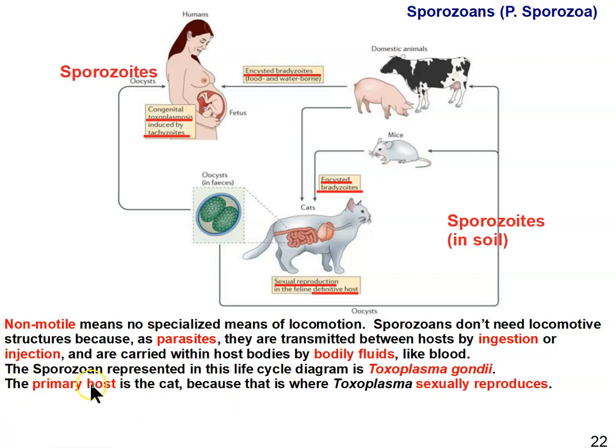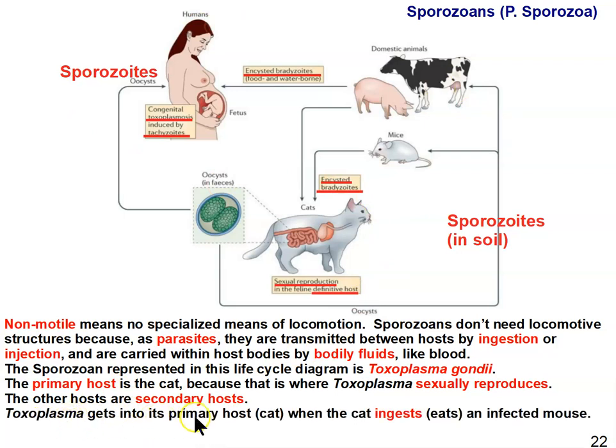In this life cycle, we see that the primary host, which we also call the definitive host, is the cat, because that's where Toxoplasma sexually reproduces. So we see here in the diagram, sexual reproduction is taking place in the cat, and that's true for any parasite or pathogenic organism. The species in which it reproduces sexually is considered the primary host or the definitive host. They mean the same thing. The other hosts that we see here in the diagram are all considered secondary hosts.